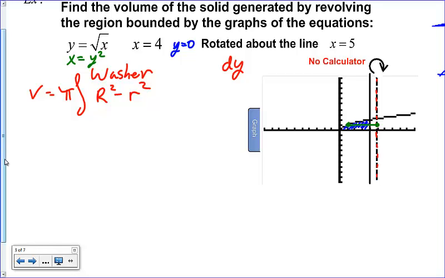Right, in this case, for my big radius, is this dashed line 5. So it's going to have a 5, minus my left, which is the equation that we just wrote, y squared. That's the big radius, and we're going to square that.